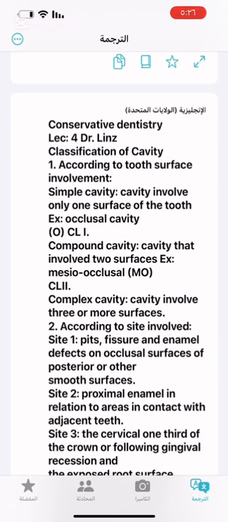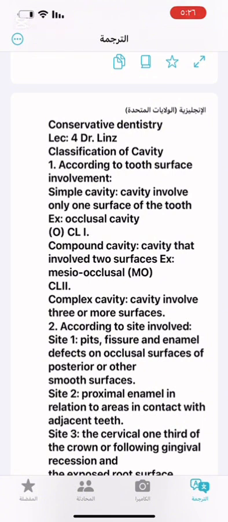Example: occlusal cavity, Class I. Compound cavity: a cavity that involves two surfaces, for example mesio-occlusal, MO. Complex cavity: a cavity that involves three or more surfaces. 2. According to site involved.